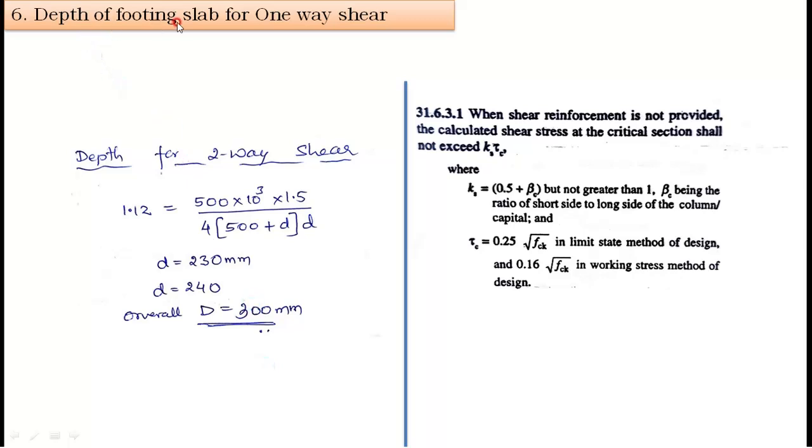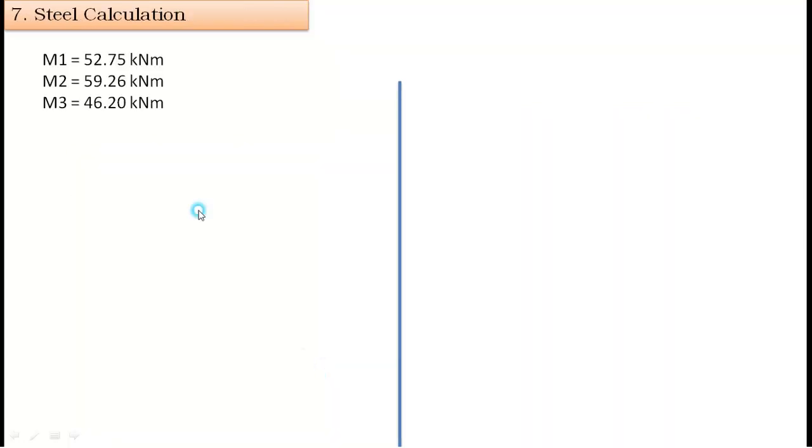Coming to depth of footing to satisfy two-way shear, in the previous lecture it is completely and clearly explained. Please go through that video and you will come to know why we write this 1.12 and all these formulas. So I directly solve this one: d equal to 300 mm. I got 240 mm, and adding 60 mm cover, I get 300 mm.